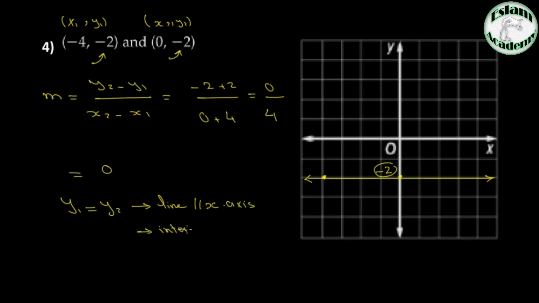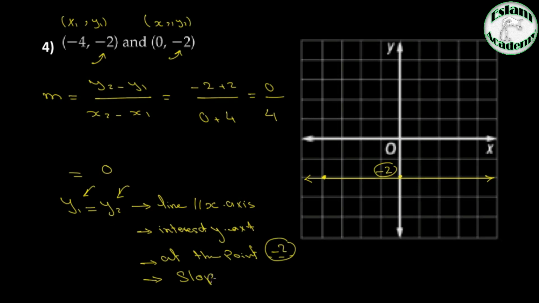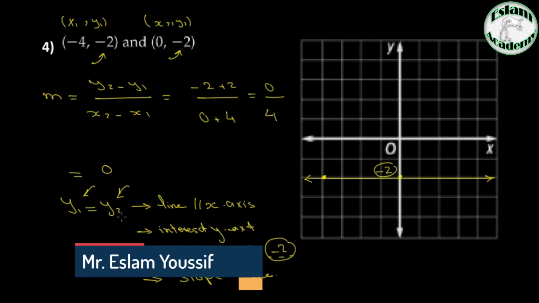intersecting the y-axis at the point which is the value of y2 or y1. y2 equals -2, so we'll find that it will be -2, changing according to the value of y2. And you will find that the slope will be equal to 0. So if y1 equals y2, you will find that we have a line parallel to x intersecting the y-axis at the point which is the value of y1 or y2, and the slope will be equal to 0.